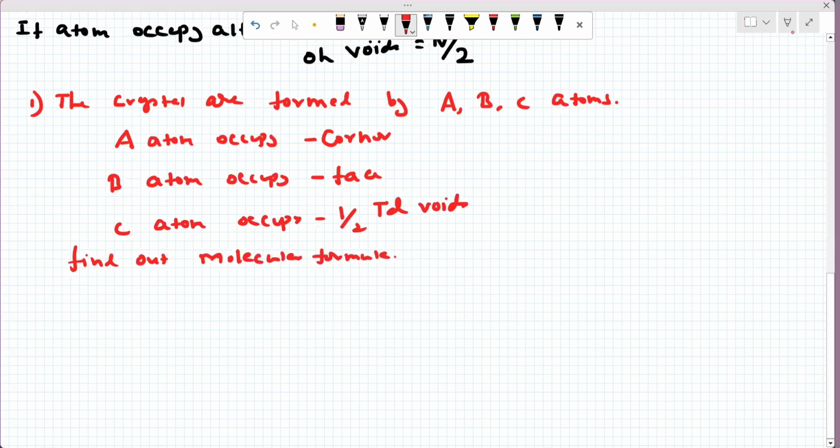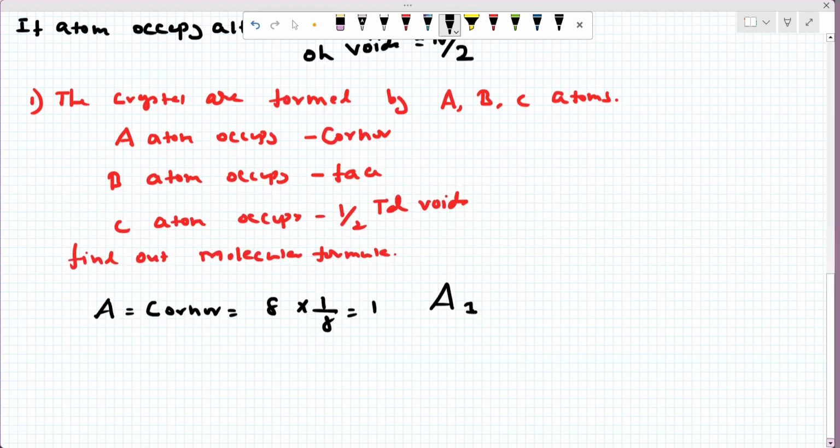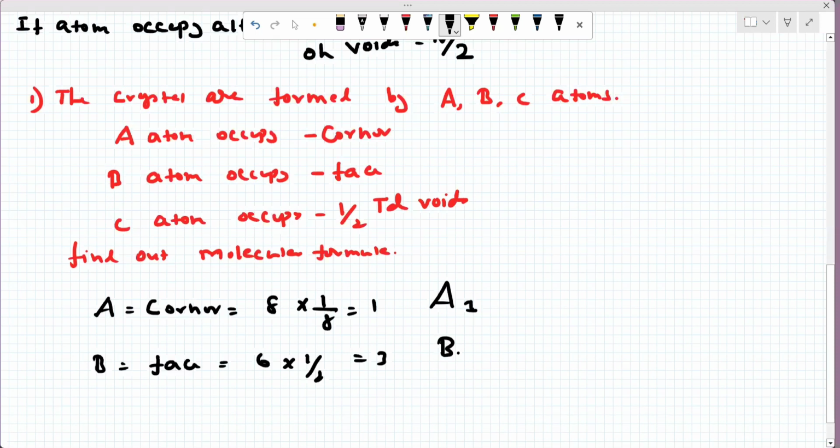Noting. A atoms occupy the corners. What will we have for A? There are 8 corners, and each corner has 1 by 8 contribution. What is the answer? 1. So A is 1. Now B atoms occupy the faces. There are 6 faces, each with 1 by 2 contribution, that is 3. So B3.